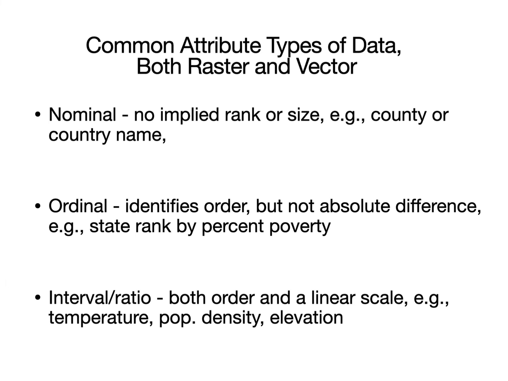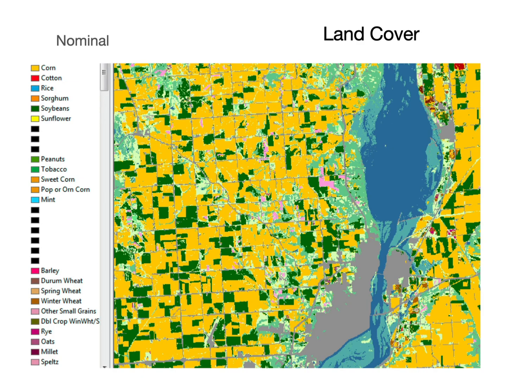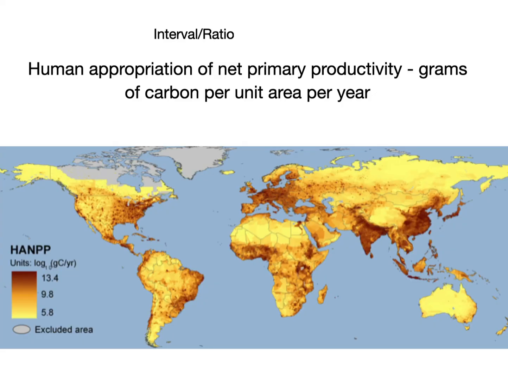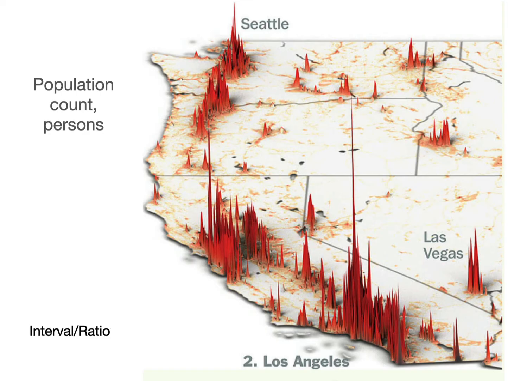So land cover data here is nominal data, right? It has corn, cotton, rice. Those are different in kind, but you can't say one is bigger than the other or longer than the other. Human appropriation of primary productivity is a number along a scale that has some scientific meaning, so that's interval ratio data. Population counts, although they're integers, are still interval ratio data. 1,000 people is twice as much as 500 people.